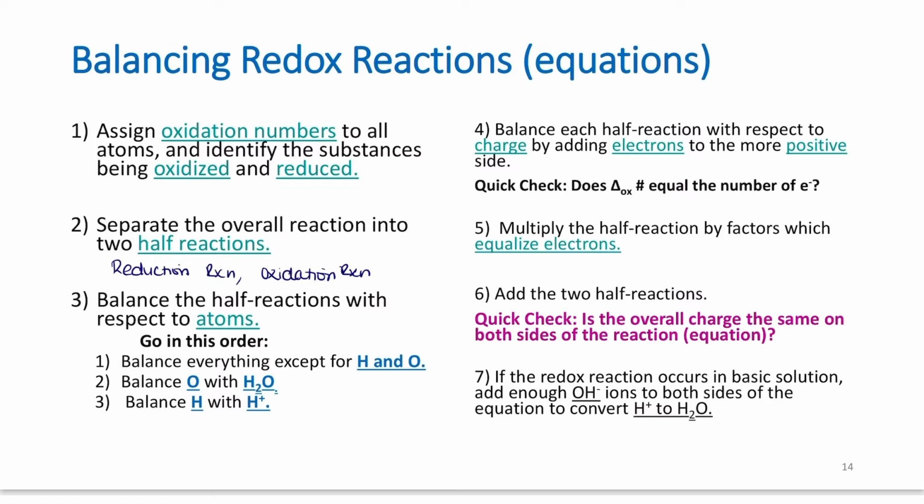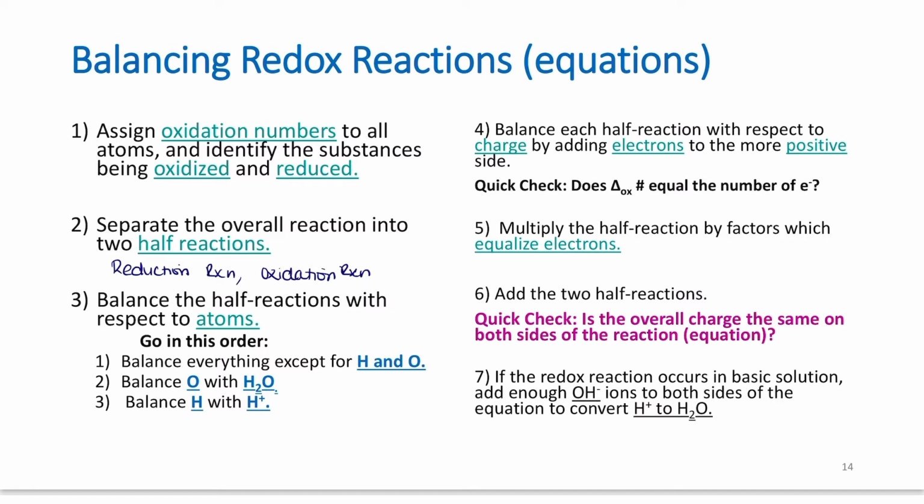Balance every atom you have, except hydrogens and oxygens, first. Then you balance oxygens by adding water to the other side of the reaction until your oxygens are balanced. Once that's done, you balance your hydrogens by adding H+ or protons to the opposite side of the reaction. You're going to balance each half reaction with respect to charge by adding electrons. You add these electrons to the more positive side.